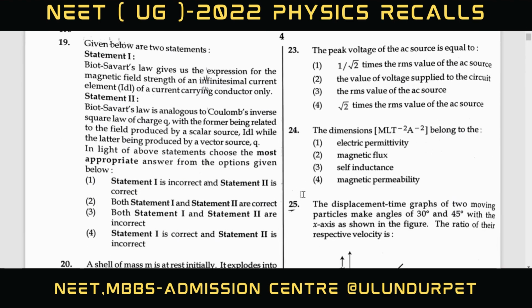19th question: given below are two statements. Statement 1: Biot-Savart's law gives us the expressions for the magnetic field strength of an infinitesimal current element of a current carrying conductor only. Statement 2: Biot-Savart's law is analogous to Coulomb's inverse square law of charge q, with the former being related to the field produced by a vector source, idl, while the latter being produced by a scalar source q. In light of the above statements, choose the most appropriate answer from the options given below. The answer is option 4.